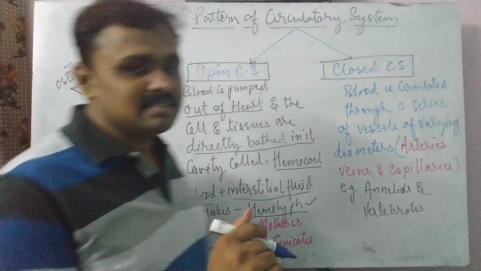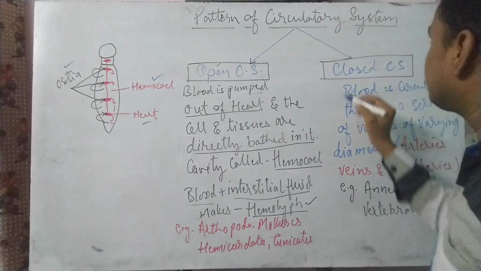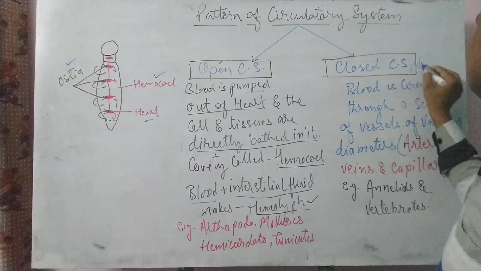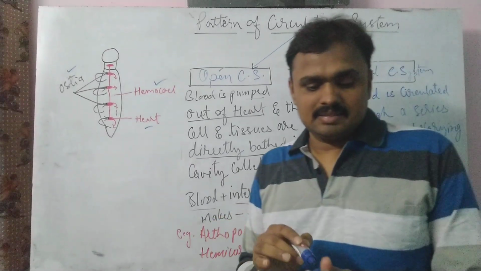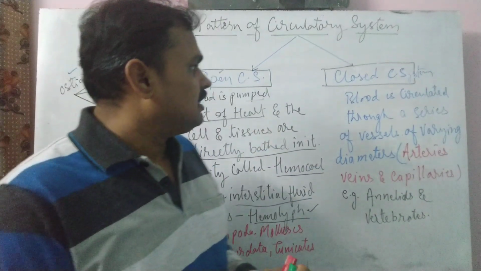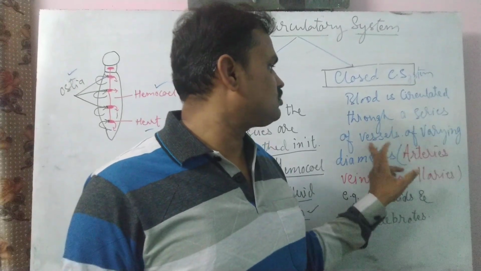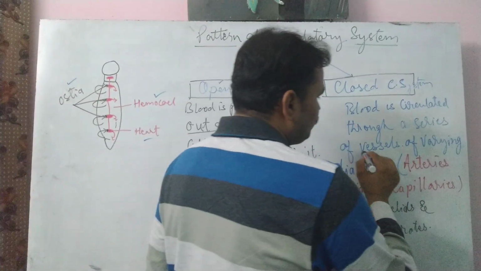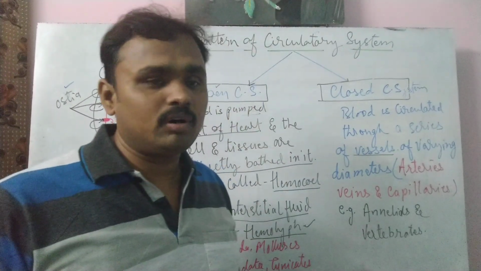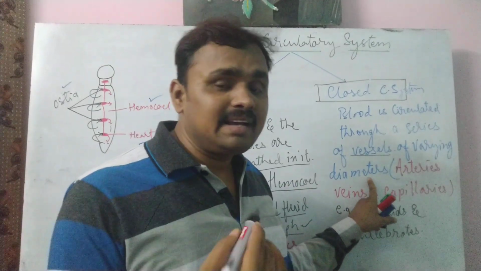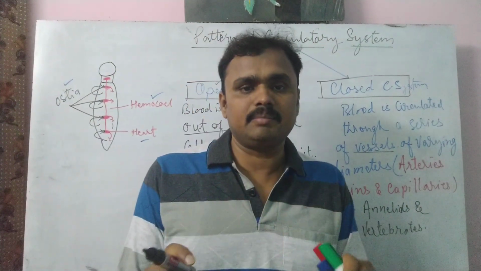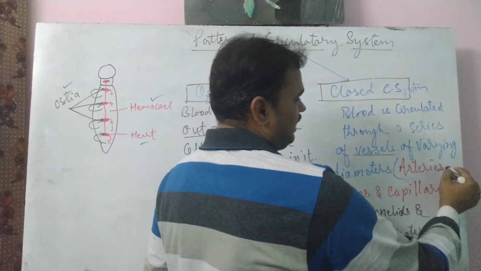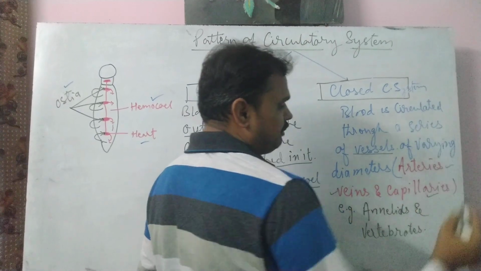Okay. Now let us come to the next part, that is the closed circulatory system. What does it mean? It means that blood is circulated through a series of vessels. Don't forget, we are having a series of vessels of varying diameter, meaning they are not of the same diameter. What are these vessels? They are the arteries, the veins, and the capillaries.